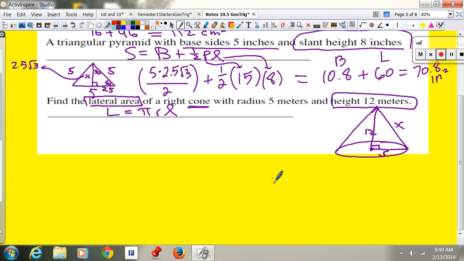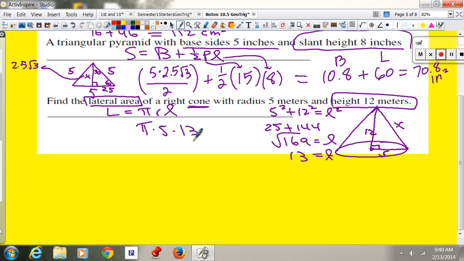Pythagorean. You got a squared, you got b squared, you got c squared. So you'll have your 5 squared plus your 12 squared equals your, I'll put L squared because we want to find slant height. So you're going to get 25 plus 144, you get 169, square root it, and you'll get L is 13. Now you can plug them in. You're going to have pi times 5 times 13. And you get 204.2 for your lateral area. And that would be in square meters.